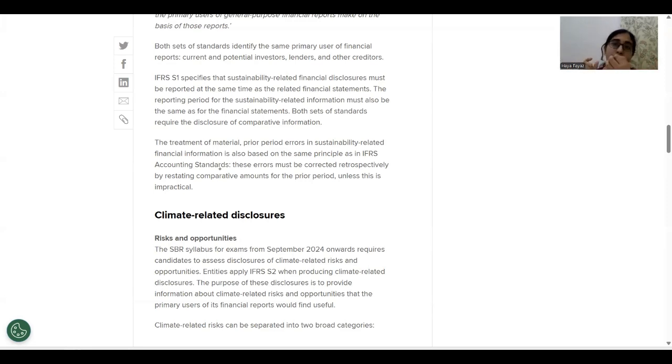You're going to have a comparative figure from last year as well, which is unlikely to be changed because, for example, if there's no significant change or there's no adjusting event that has taken place, provided that is the case, then you don't have to necessarily change it.